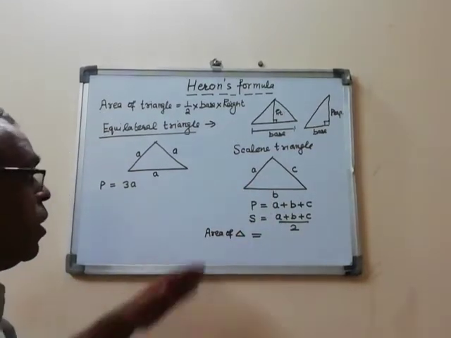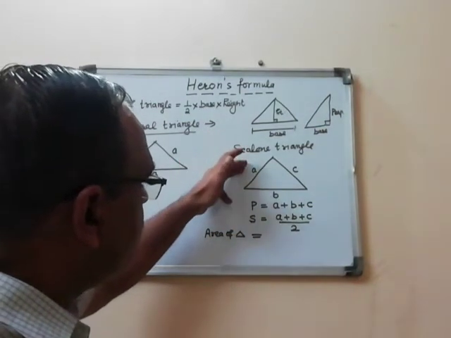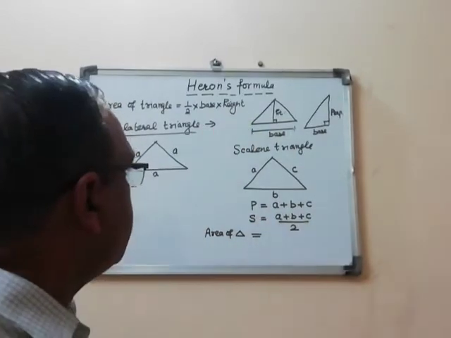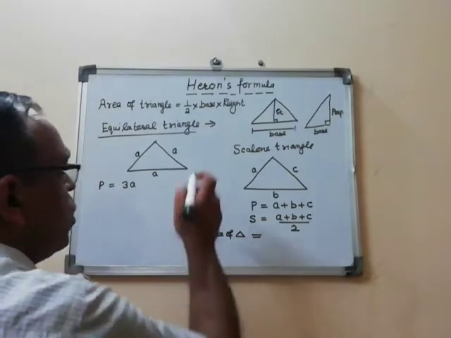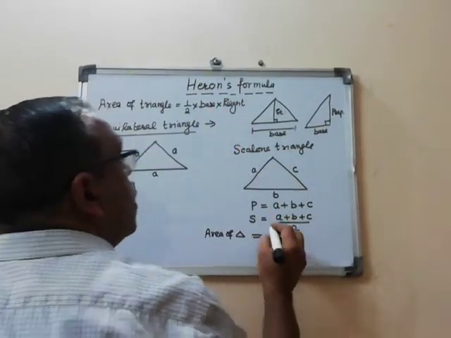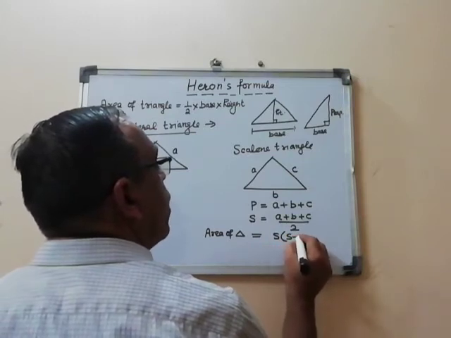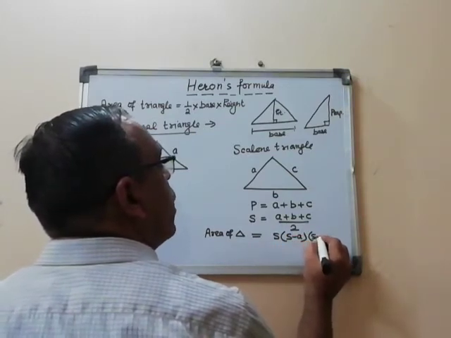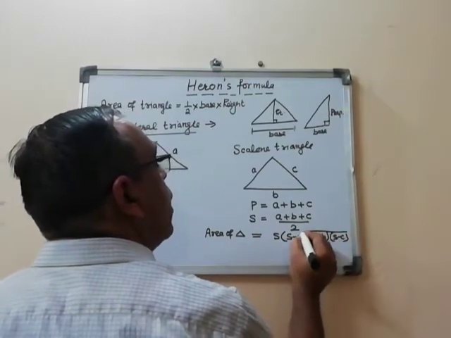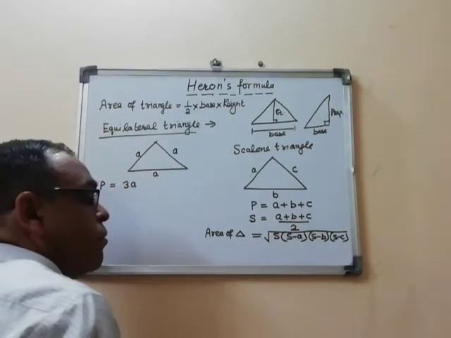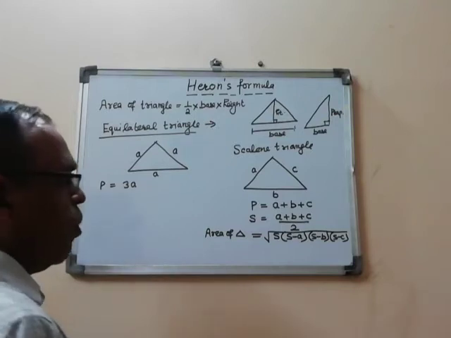You can see that here there is no base. We can say base A can be there, B can be there, C can be there, but height is not there, perpendicular is not there. So we have to use Heron's formula for that, and that formula is the square root of S into S minus A, S minus B, and S minus C. With this formula you can find out the area by Heron's formula.